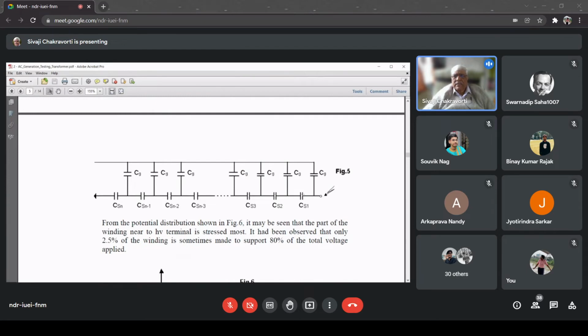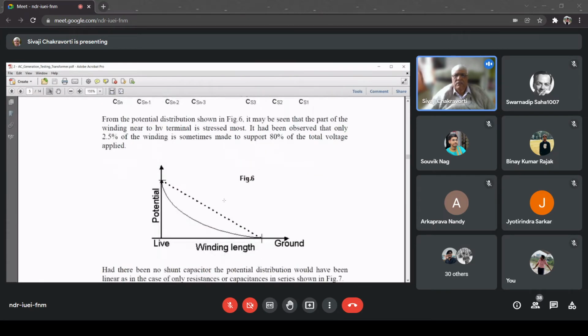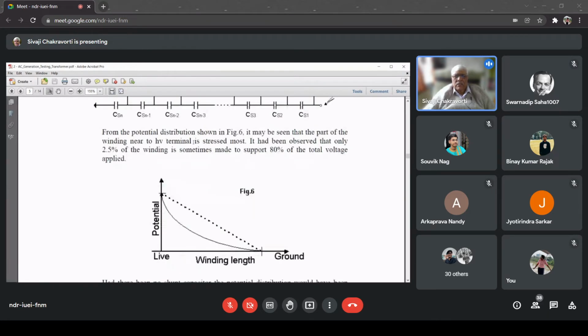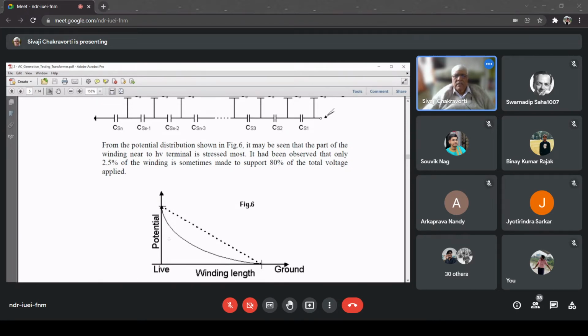The highest voltage is for the first one because that's the highest current. Then gradually it decreases, so it will look like this curve, where ideally this dotted line should be there. That means if Cg is absent. But that's not the case, so we get a nonlinear distribution of potential where the initial parts of the winding will get much higher voltage, whereas the latter part will get much lower voltage.